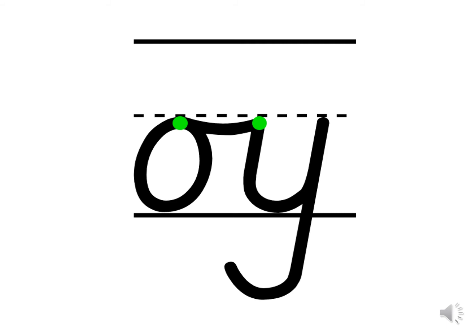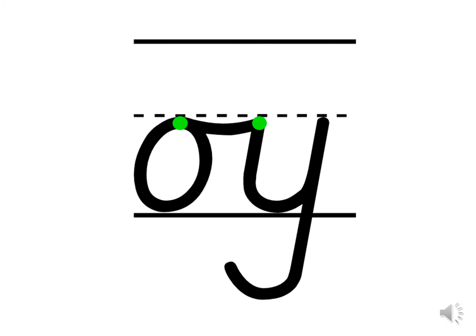Can you put your finger on the green dot at the top of the O? We're going to move our finger around, up and flick. Fantastic. Now let's try the Y.